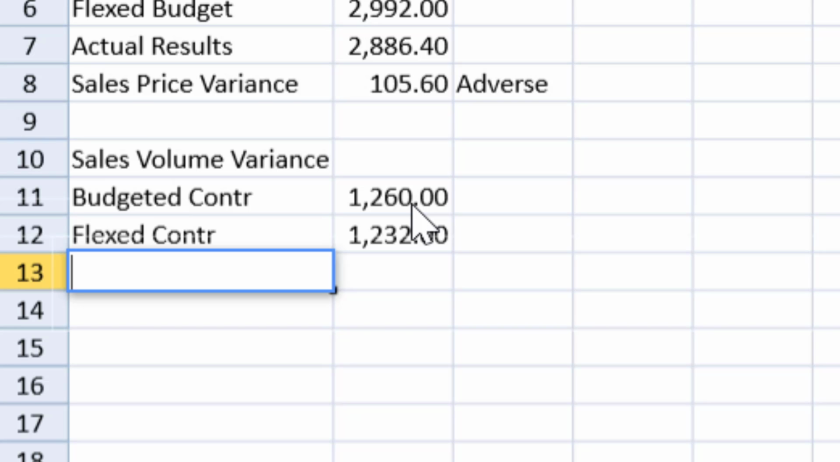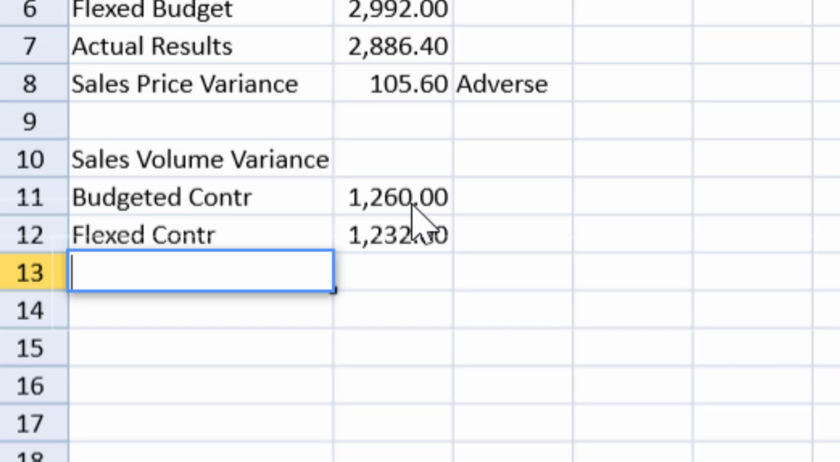Now, I know some of you are asking, it's a sales variance. Why are we doing contribution? Think about this. If we sell fewer units, that's a bad thing. We have lower revenue. But if we sell fewer units, we have lower variable costs. That's a good thing. So the net impact of selling fewer units than budgeted is the contribution line. Guys, that is why the sales volume variance looks at contribution and not the sales line.